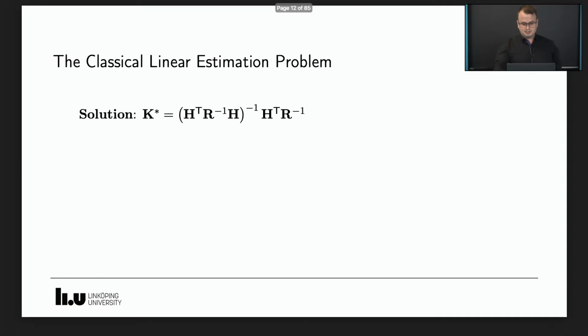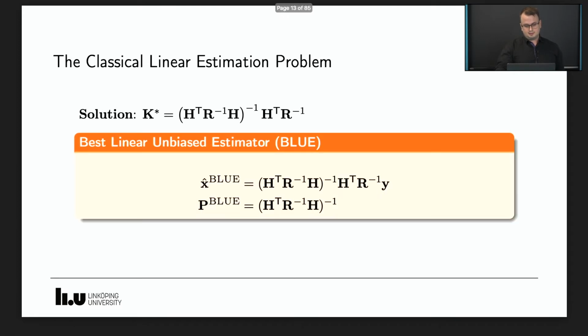And it is well known in linear estimation theory that the solution is given by this K star, which is the weighted least squares approach using R inverse as the weight matrix. And this estimator is called the BLUE, which is the best linear unbiased estimator.